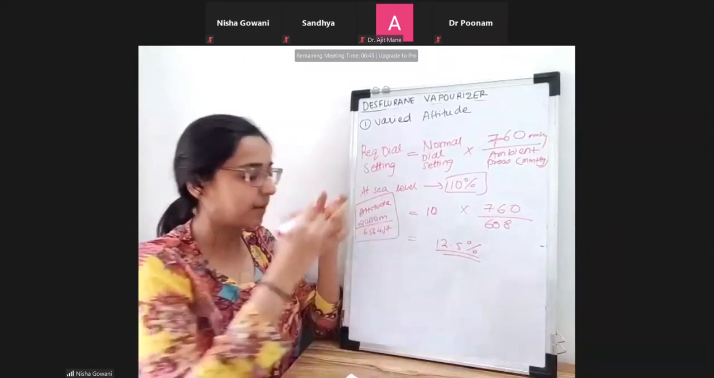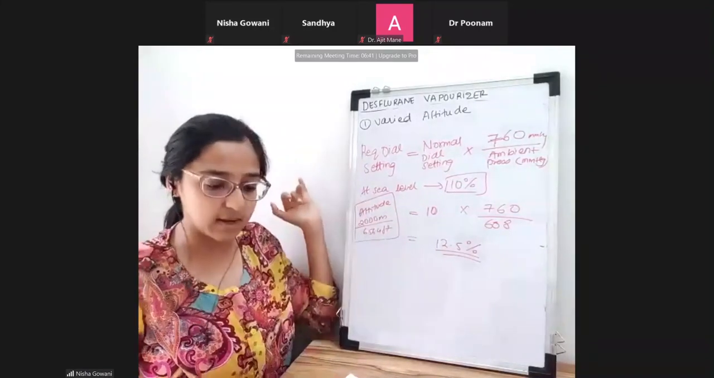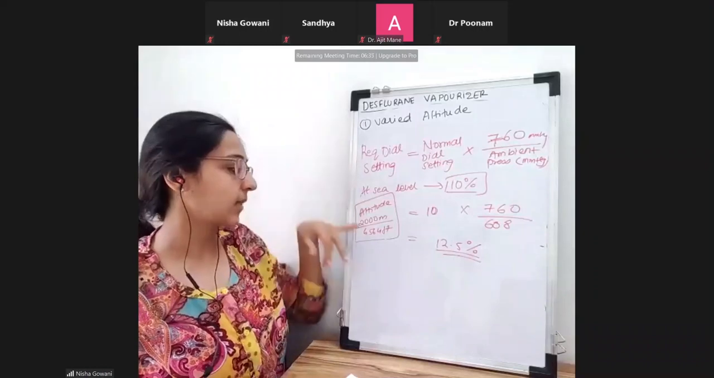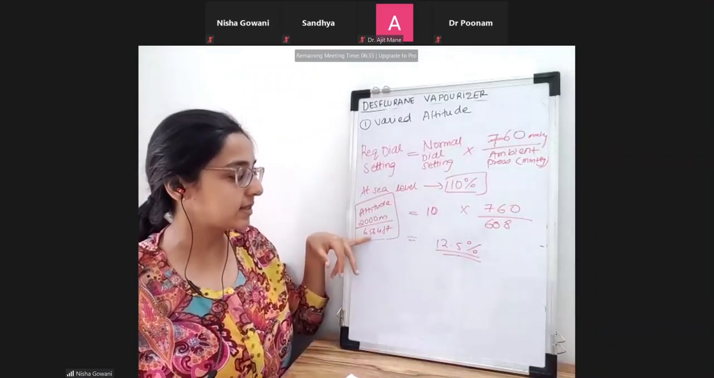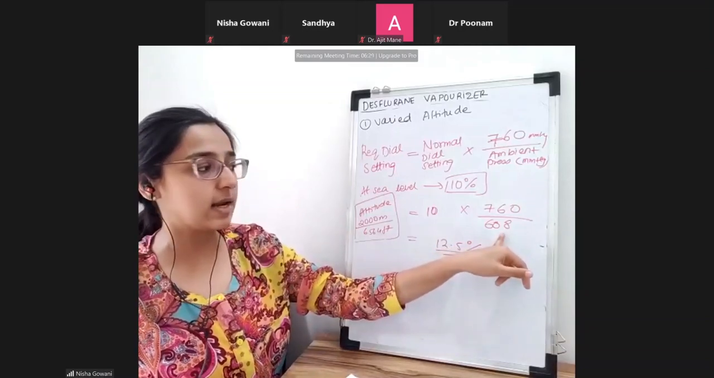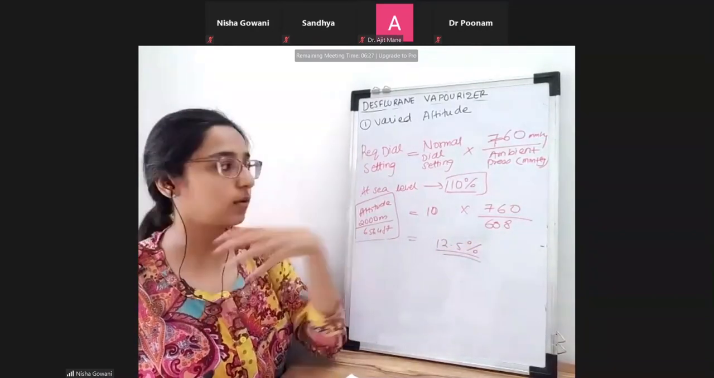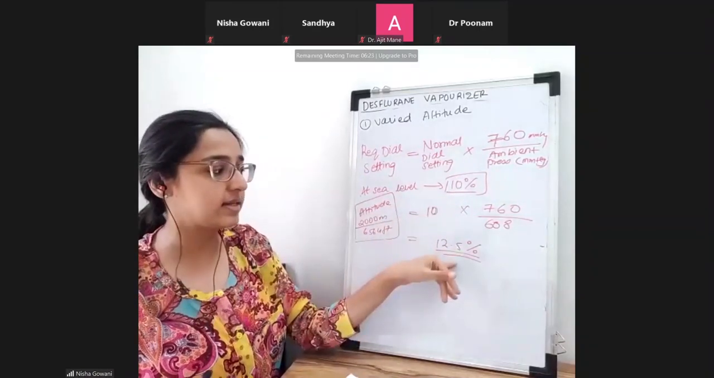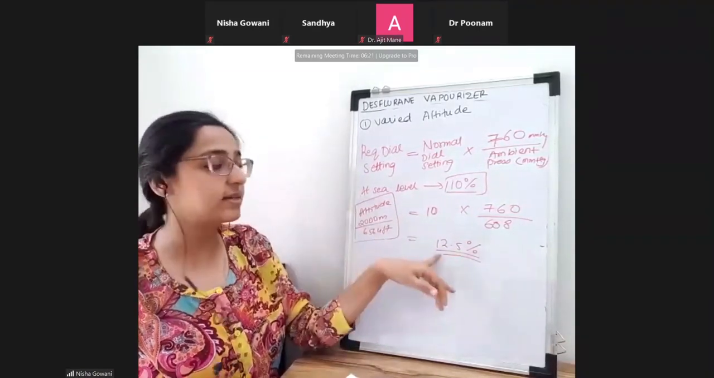I have taken this example from Miller's only, so I'm explaining this example from there. What they said is, I took the desflurane vaporizer up to a height of 6,564 feet. At this altitude, the ambient pressure was 608. I want to deliver desflurane equivalent to 10% at sea level. So how much should be my dial setting? I have to increase my dial setting to 12.5.